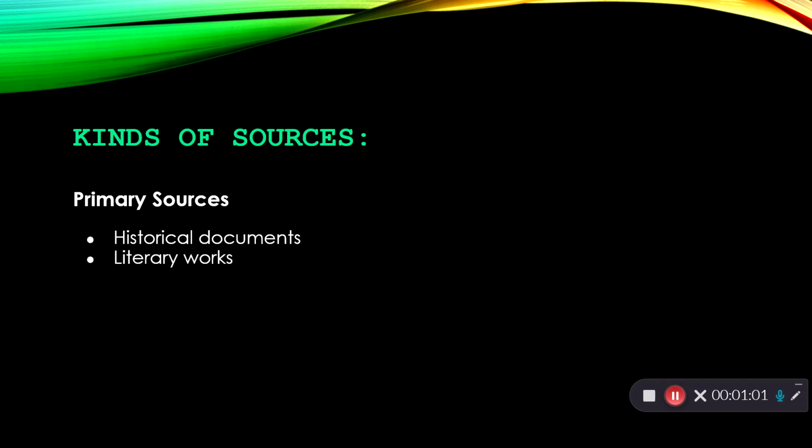Literary works, so these are going to be works that are written, like works of fiction or nonfiction, and that I'm referencing, and they're not talking about something else necessarily. So if I'm writing a story or an essay on Pride and Prejudice, my literary work, the book Pride and Prejudice, would be my primary source.